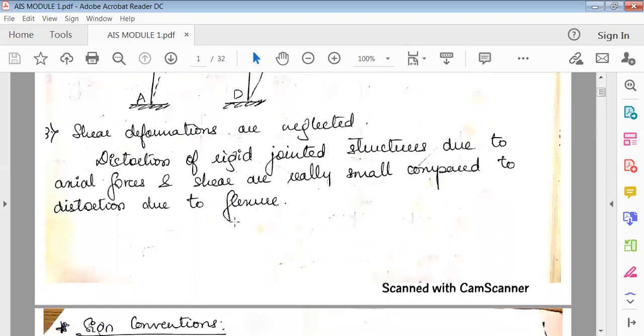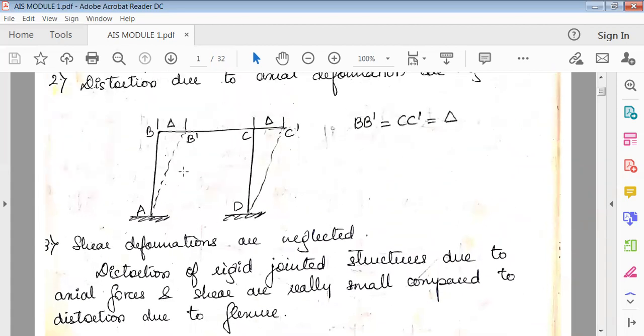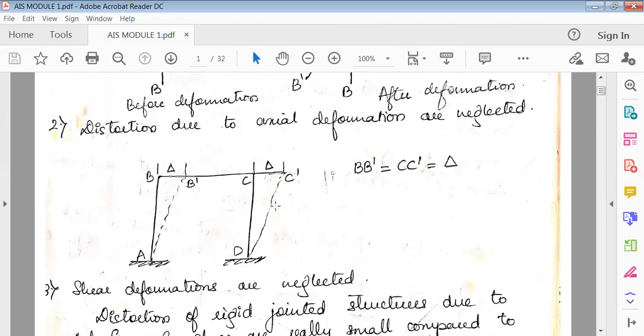The third assumption is that shear deformations are neglected. Shear deformations means that distortion of rigid joint structures due to axial forces and shear is really small compared to distortion due to flexure. If you apply a load anywhere in AB, BC, or CD, the most important displacement that will take place is at this portion. For example, if you apply a force at AB, obviously it will bend, it will sag like this.